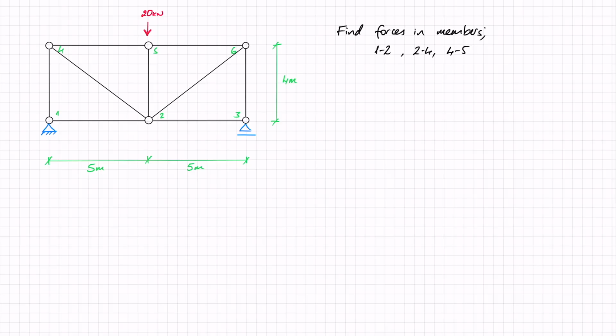This is the exercise we're going to solve. We can see here that we have a truss with a pin support at joint 1, a roller support at joint 3, and we've been asked to find the forces in specific members: member 1-2, 2-4, 4-5. But before we do that, we need to check that the truss is determinate. So let's start off with that.